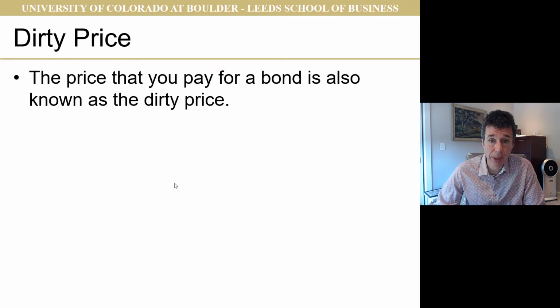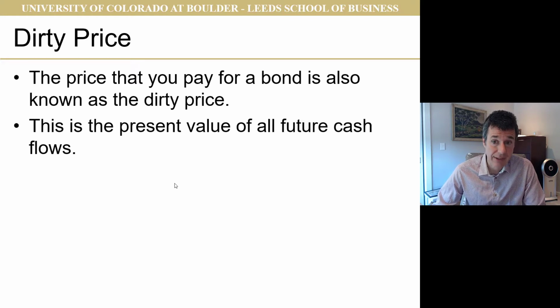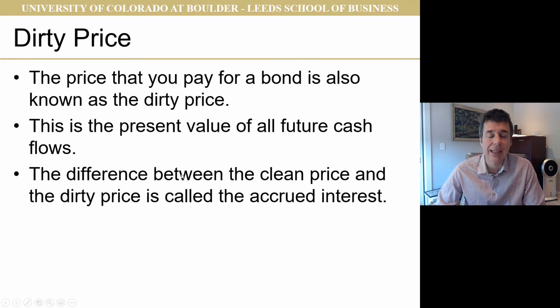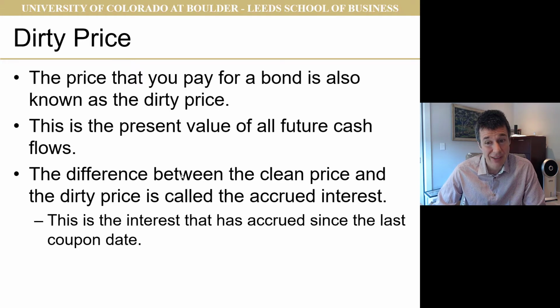The price that you pay for a bond is known as the dirty price, and it's the present value of all future cash flows that you're going to receive. So you're going to pay a certain amount for a bond in exchange for a bunch of future cash flows. The difference between the clean price and the dirty price is called the accrued interest, the interest that is accrued since the last coupon date.